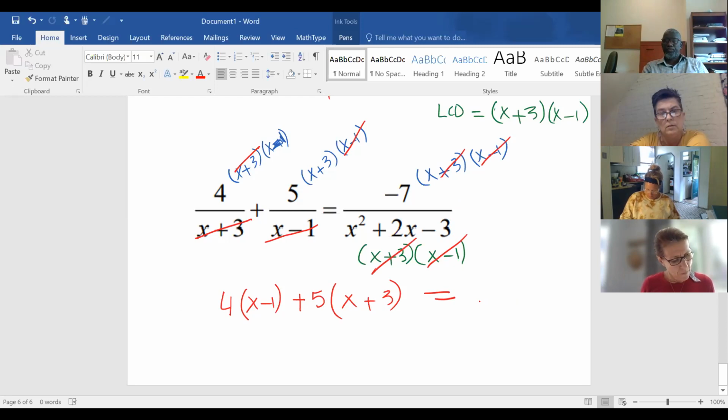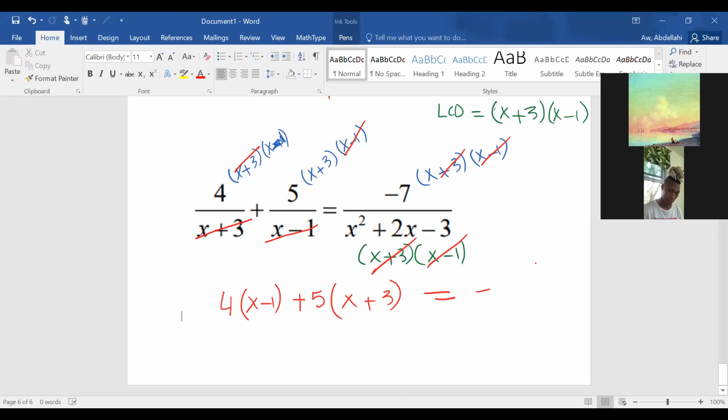The same thing that you started with. Which is what? Negative 7 over x squared. No more over, because the over is gone. Oh, it is gone. Okay, so just negative 7. It's just negative 7. Right? You see, every time you multiply by the LCD and you cross out what needs to be crossed out, you are left with something with no more denominators, right?